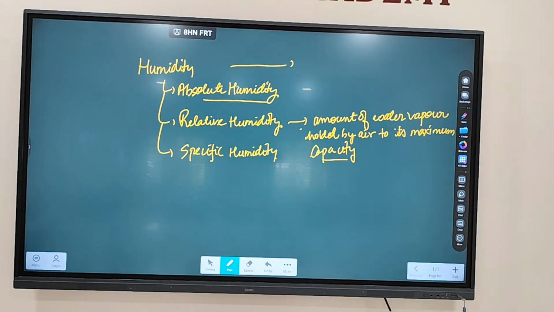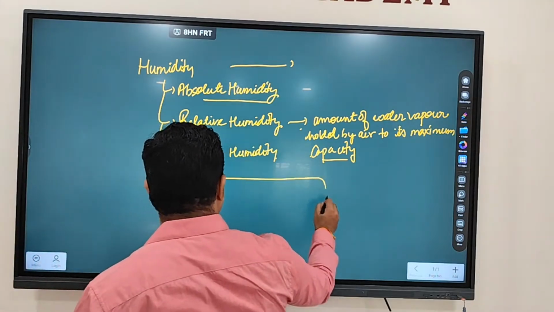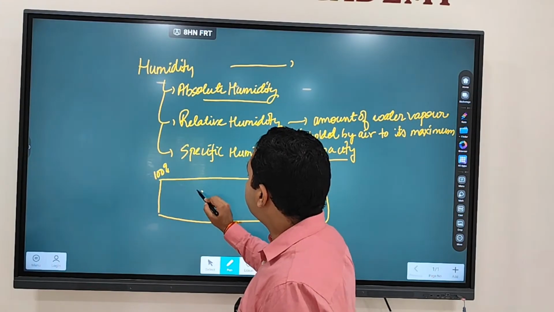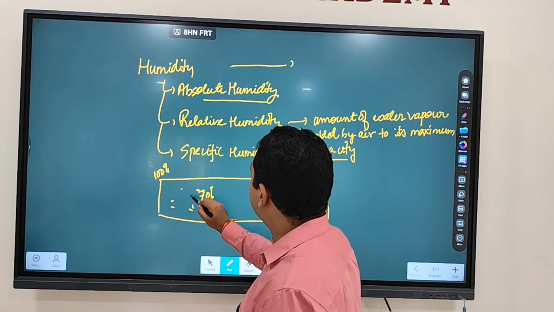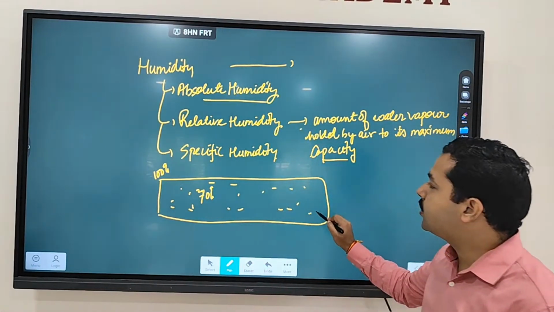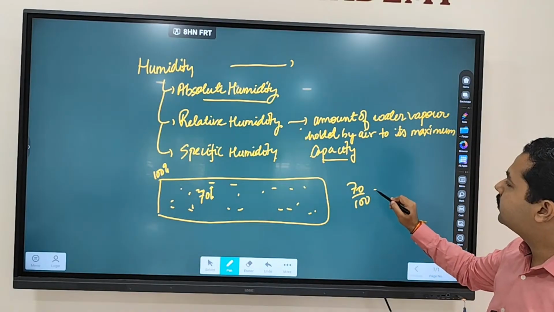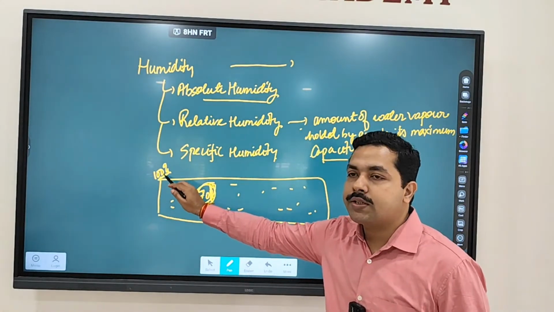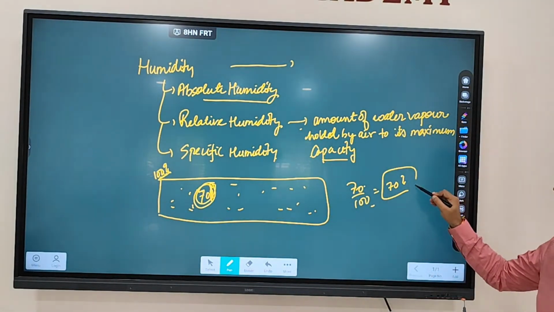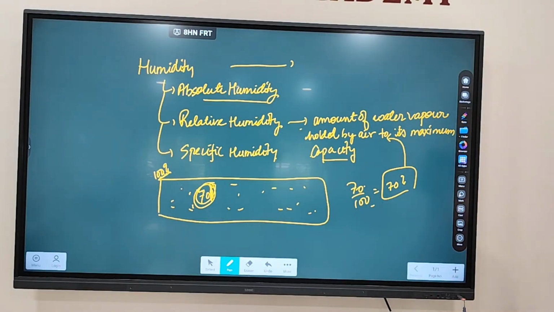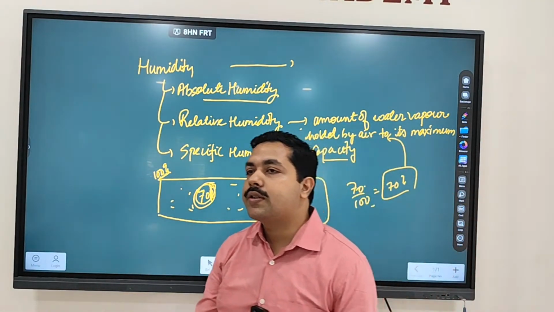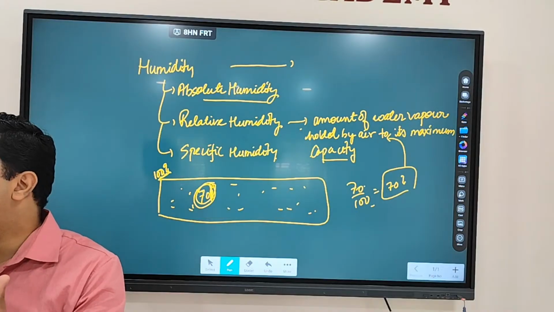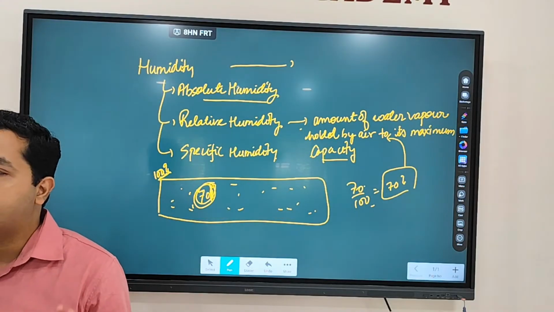Fine. So let's say air can hold 100, out of which currently there is 70 moisture. Currently the air is holding 70. So 70 divided by 100, this is what we call 70%. So currently what the air is holding, divided by its maximum capacity, gives you the relative humidity. Relative humidity is defined as the amount of water vapor the air currently holds and how much maximum it can hold. When you take this division, that is called relative humidity.